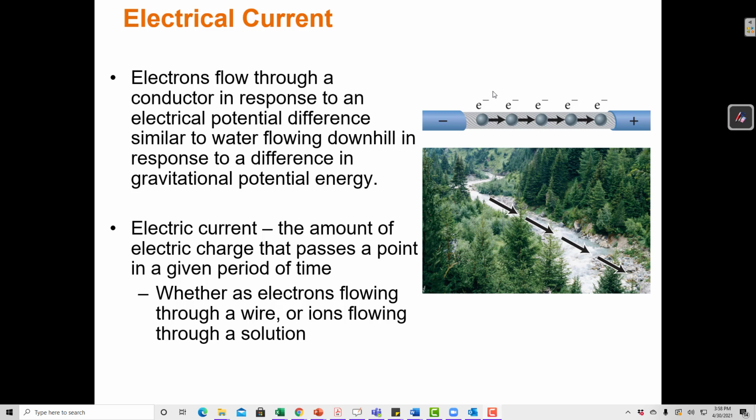One way of looking at it is that the electrons are like the water. When there's a difference in electrical potential from negative to positive on two sides of a conductive material like a piece of metal or a metal wire, then those electrons can be pulled from the negative side toward the positive side, similar to how water is pulled. Electrical current is the amount of electric charge that passes a point in a given period of time. We can think about those electrons flowing as the carriers of charge, or they could be ions flowing through a solution, which are the carriers of charge.